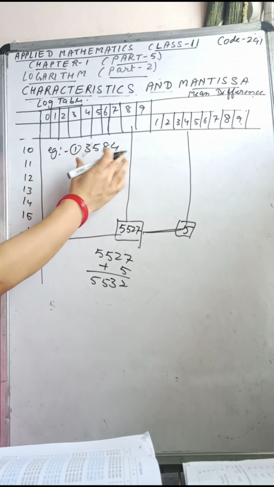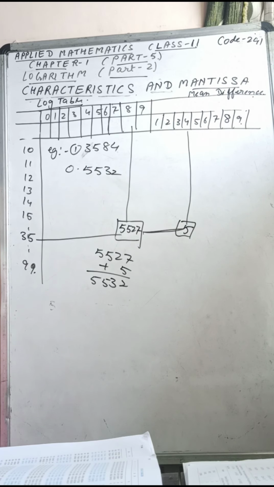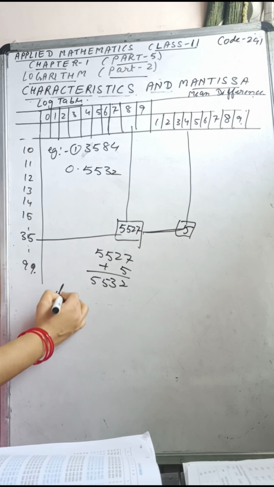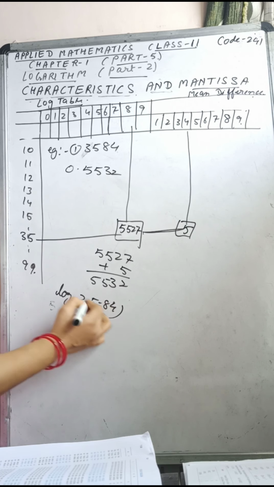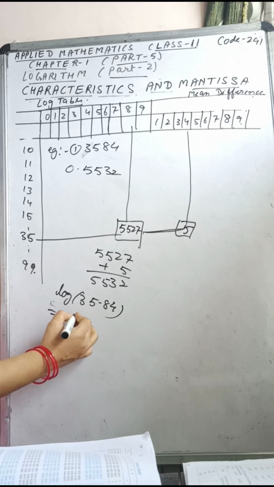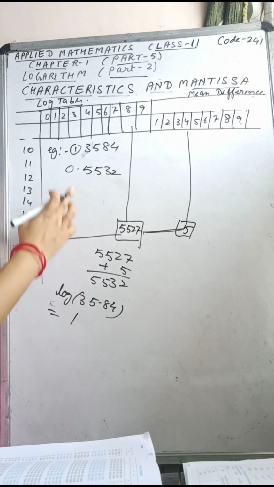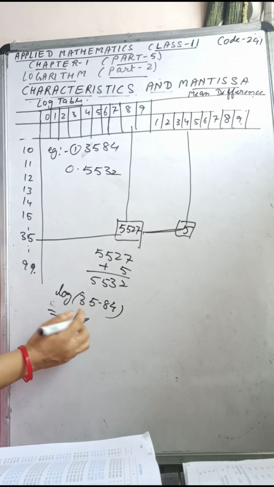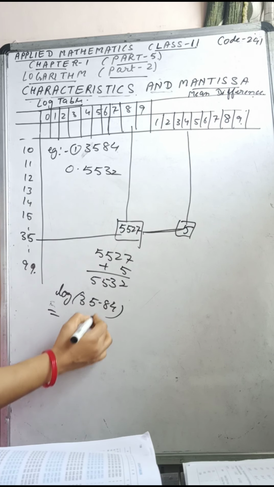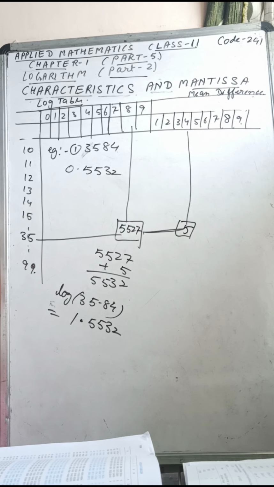So its mantissa part will be 0.5532. That is, the decimal part is 0.5532. If the question is log of 35.84, the characteristic is 1, since the number is 35.84. So the characteristic is 1 point this number, 1.5532. So log of this value is 1.5532.